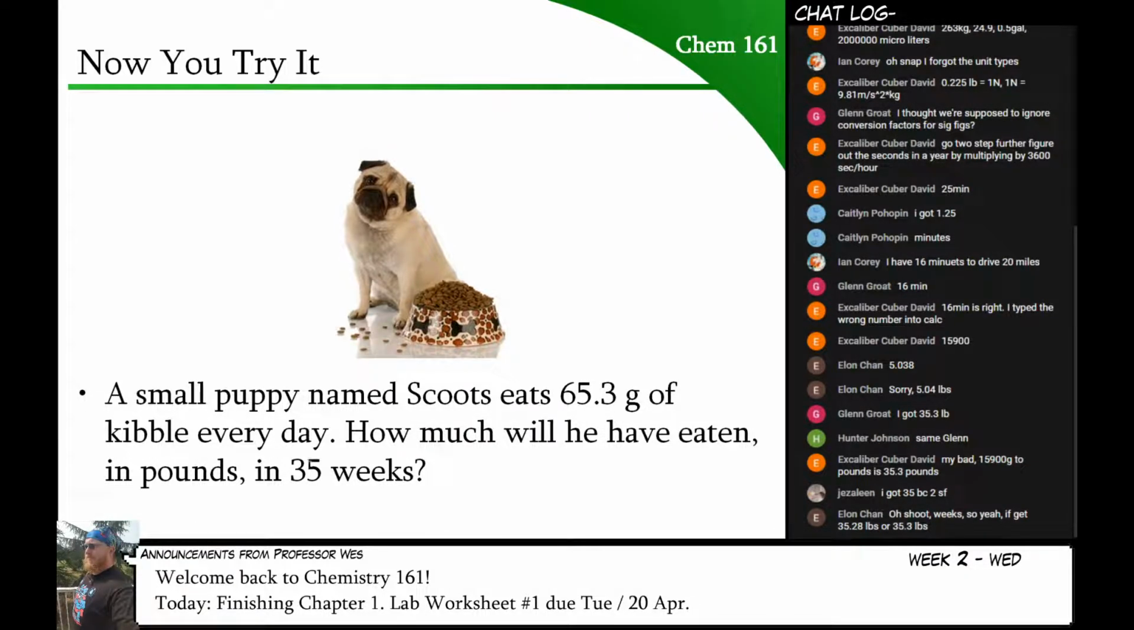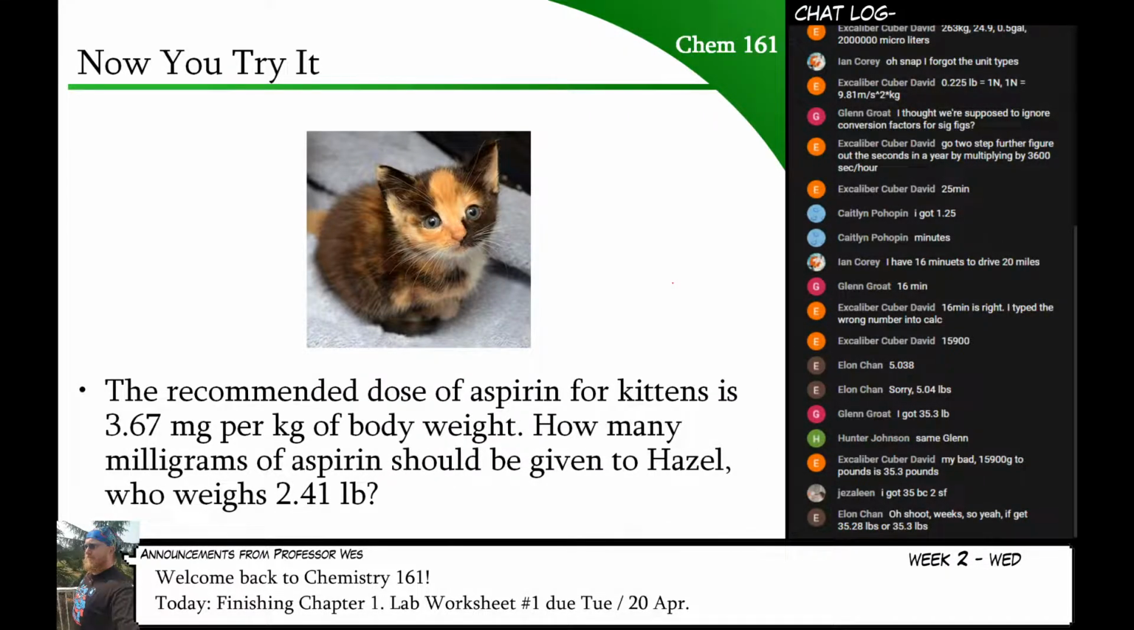All right, last problem we're going to do. This is Hazel. Hazel has a sprained paw, so we took her to the vet. Hazel was my older cat. She was like 22 when she died, which is ridiculously old for cats. And she was a calico and was adorable. This is not Hazel, but this is the picture of the cutest kitten that I could find.